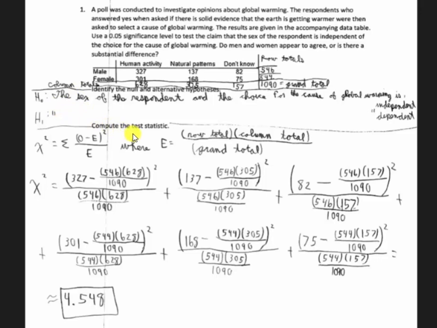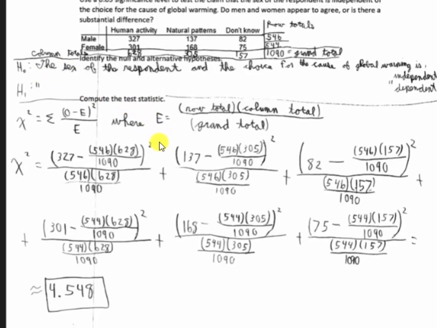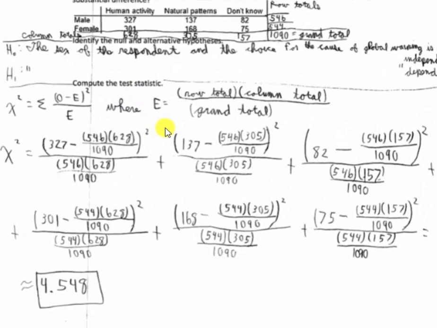Now that we have the hypothesis out of the way, let's move on to the test statistic. And as usual, we need a formula for that. The formula for this test statistic looks very simple. We have chi-squared equals the sum of observed minus expected, squared, all over expected. The O here, the observed, are these numbers that we are given in the table. The expected is given to us by row total times column total over grand total. So let's go ahead and fill some of these in.